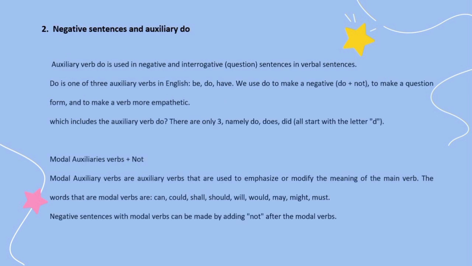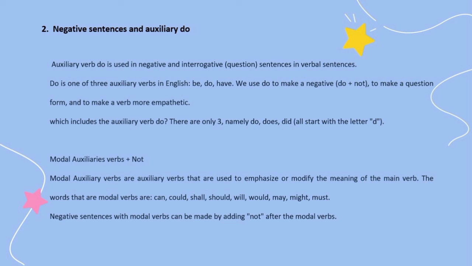The second is negative sentences and the auxiliary do. The auxiliary verb do is used in negative and interrogative sentences in verbal sentences. Do is one of three auxiliary verbs in English: be, do, have. We use do to make a negative, do plus not, to make a question form, and to make a verb more emphatic. The forms of the auxiliary verb do are only three, namely do, does, did, all starting with the letter D.